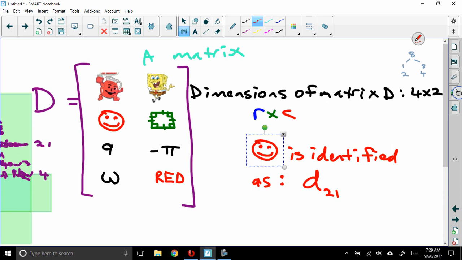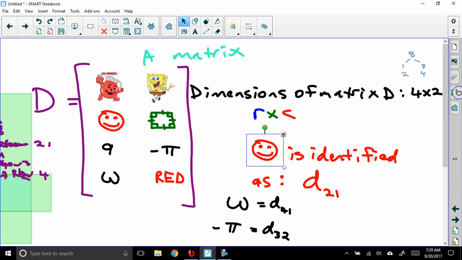All right? So if we're talking about omega, we would say omega is little d sub 4 sub 1. What about the opposite of pi? The opposite of pi, in this case, is identified as little d subscript 3, third row, 2, second column. Okay? So you're going to have to be able to do that on Friday's test. Hopefully you're all right with that material.